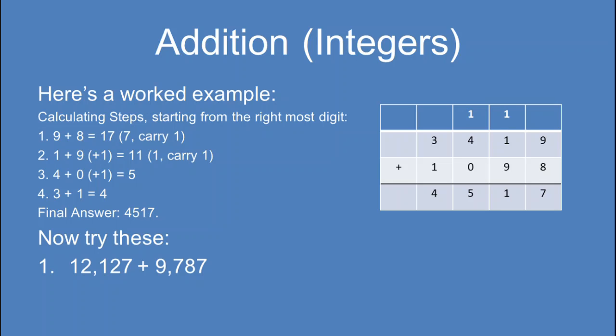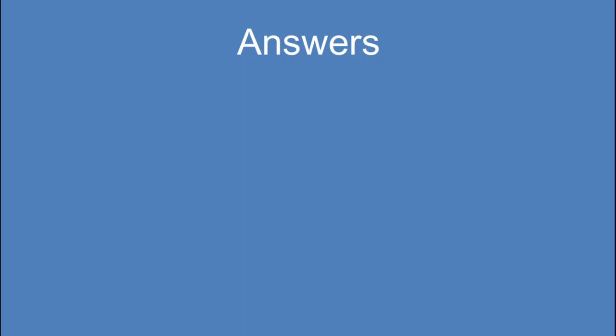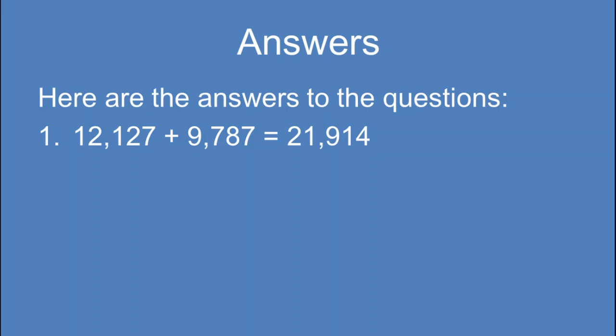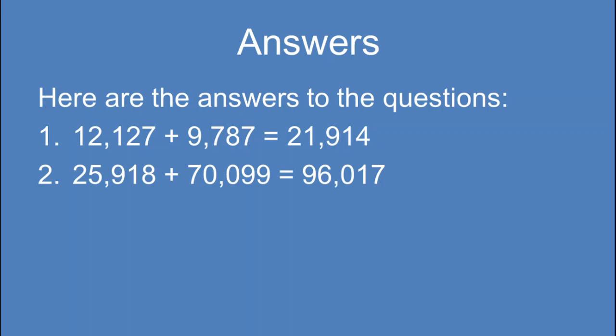12,127 plus 9,787 and 25,918 plus 70,099. Here are the answers to the questions. Question 1, 21,914. Question 2, 96,017. Now let's look at addition with decimals.